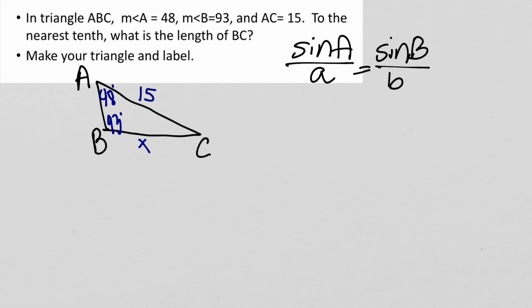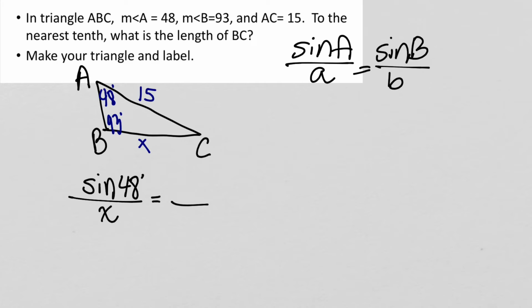So X is opposite of what angle? 48 degrees. So that's going to be my first fraction that I'm going to set up. So I'm going to say sine of 48 degrees over X, because that side is opposite of 48 degrees.